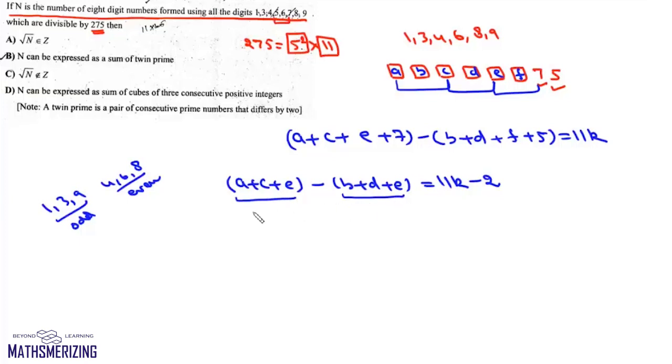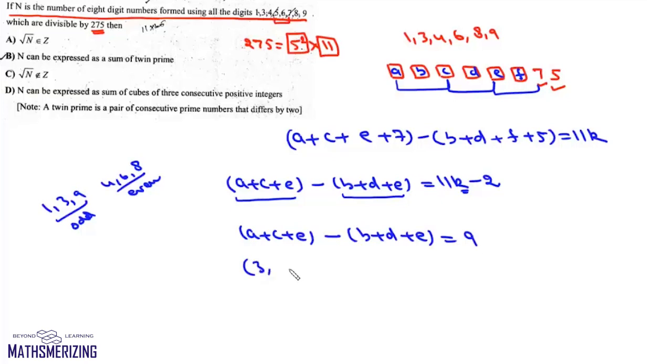So this number will be an odd number. So this k cannot be an even number. So this k cannot be 0. So the only other option that we have here is that the value of k must be 1. So we'll have this condition that A plus C plus E minus B plus D plus F must be equal to 9.